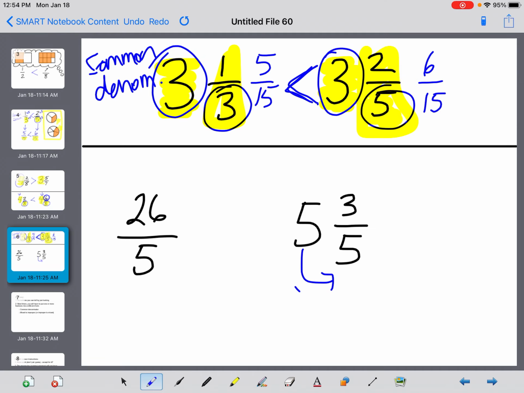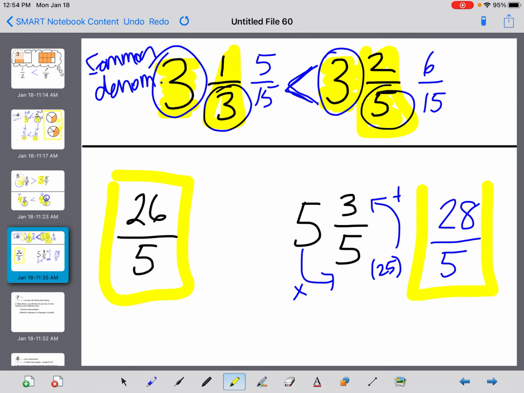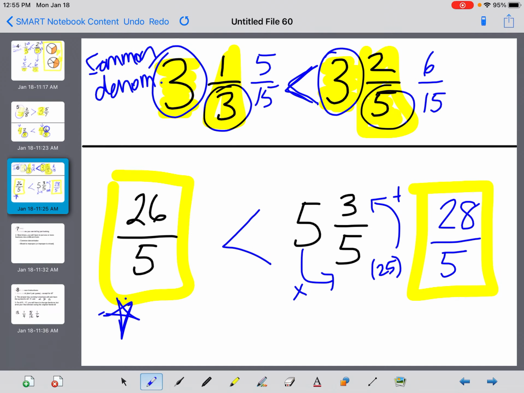So remember, we take the whole number, we multiply it by the denominator. That gets us 25. 5 times 5 is 25. And then we add the numerator, so we add 3, and we end up with 28/5. So now we can compare fraction to fraction and decide that this is the larger number. Okay, you can do it by also changing this improper fraction into a mixed number. You will end up with the same answer, so it's just a little bit of a choice for you as to how you'd like to do it.